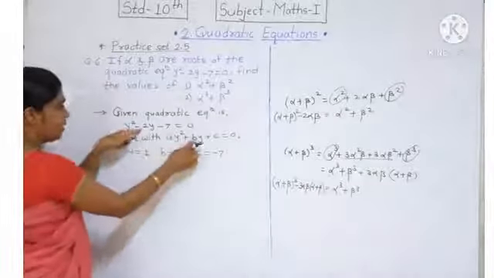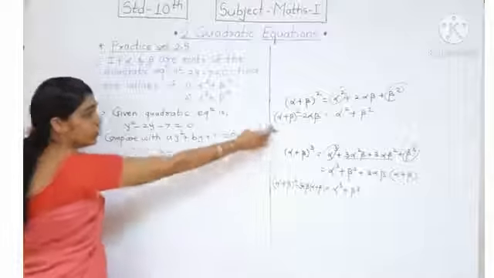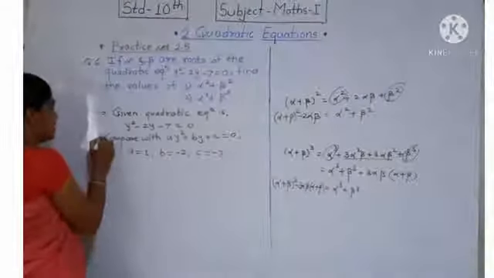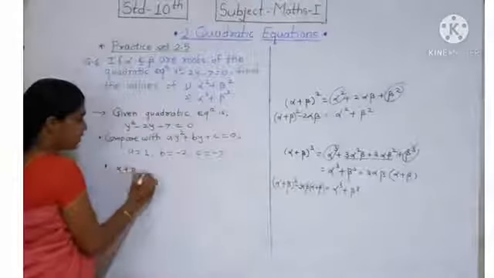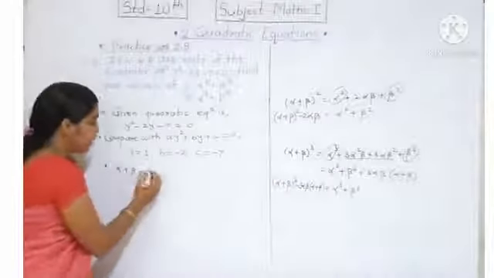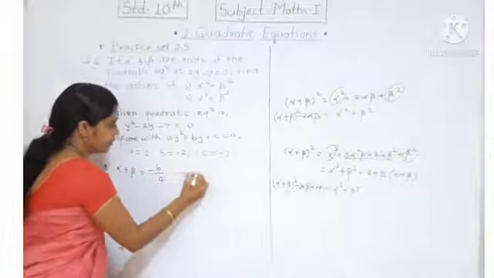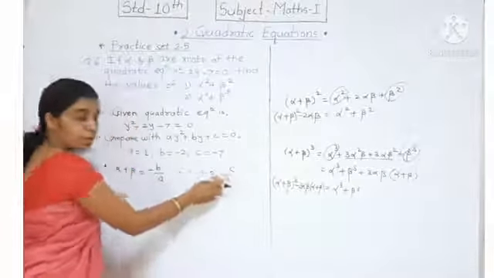A, b and c. Okay. So we want alpha plus beta and alpha into beta. Second step, this is the first step. This is second. Alpha plus beta is equal to minus b upon a, we had done the formula, and alpha into beta is equal to c upon a. This is the formula. Okay.